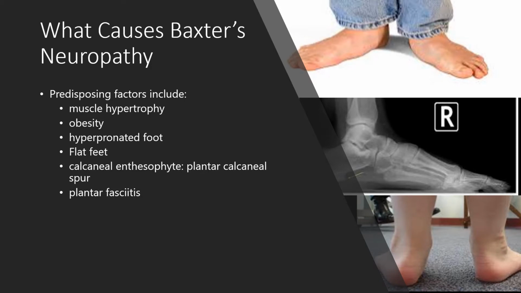Now, causes of Baxter's neuropathy, sometimes you have some predisposing conditions. One such as muscle hypertrophy, meaning if one of those two muscles in the foot become overworked and hypertrophied, they can compress the nerves traveling around it. Obesity can be problematic. Then foot and ankle conditions such as hyperpronation or flat feet can create some compression of that nerve. If you have some bone spurs created from plantar fasciitis or just irritation around the nerves, that can also create some bony compression of that nerve.